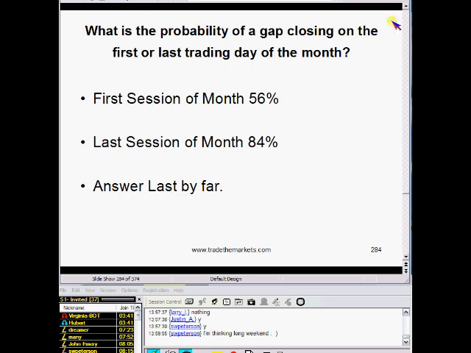Oh, I skipped one. Hold on. What is the probability of a gap closing on the first or the last trading day of the month? Without looking at it, what do you guys think? You think the first session of the month is going to be a higher gap fill, or the last day session?